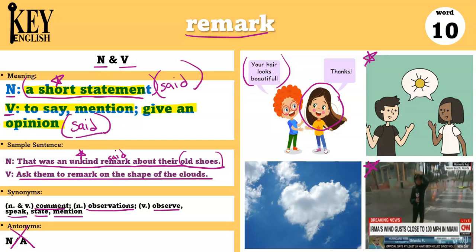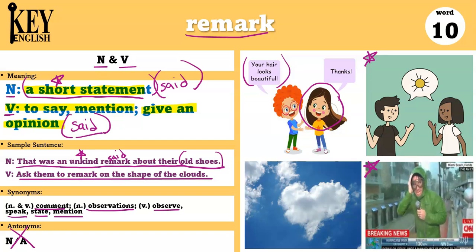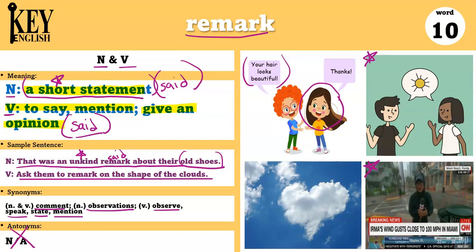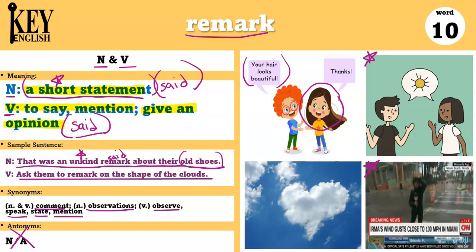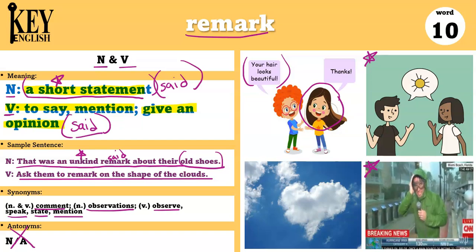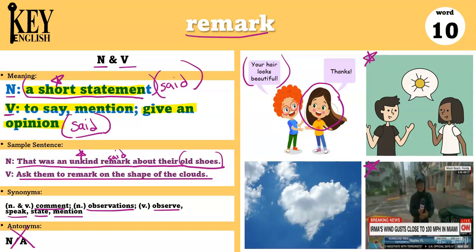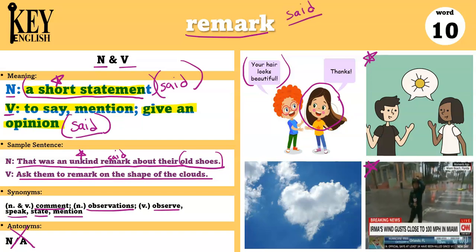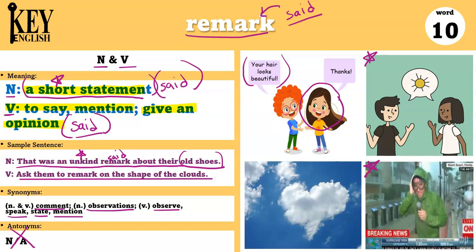For example, I can say, the children remarked that it was cold outside. Maybe many children came inside and they all said, it's so cold, it's freezing outside. So I can say, they remarked that it was cold outside. It's like a better way to use the word said. Instead of just saying, they said it's cold outside, we can say, they remarked it's cold outside.